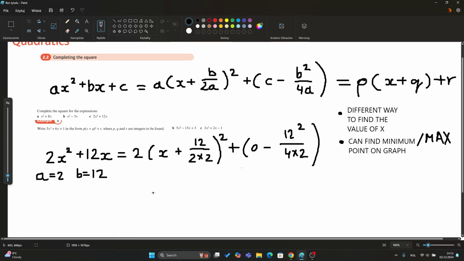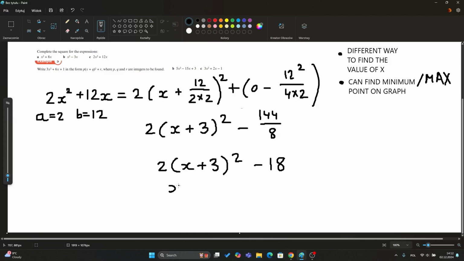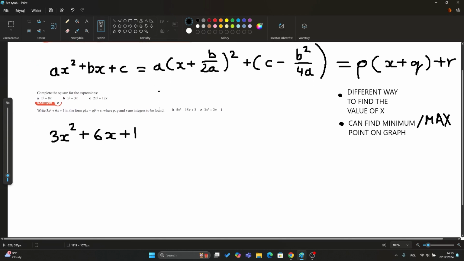So now this is 2 times x plus 12 over 4, which is 3, squared, and that is minus 144 over 8, minus 18. And now if we expand the brackets, we find that 2x squared plus 12x is here, and that's what we wanted. So very simple, we use the formula again.